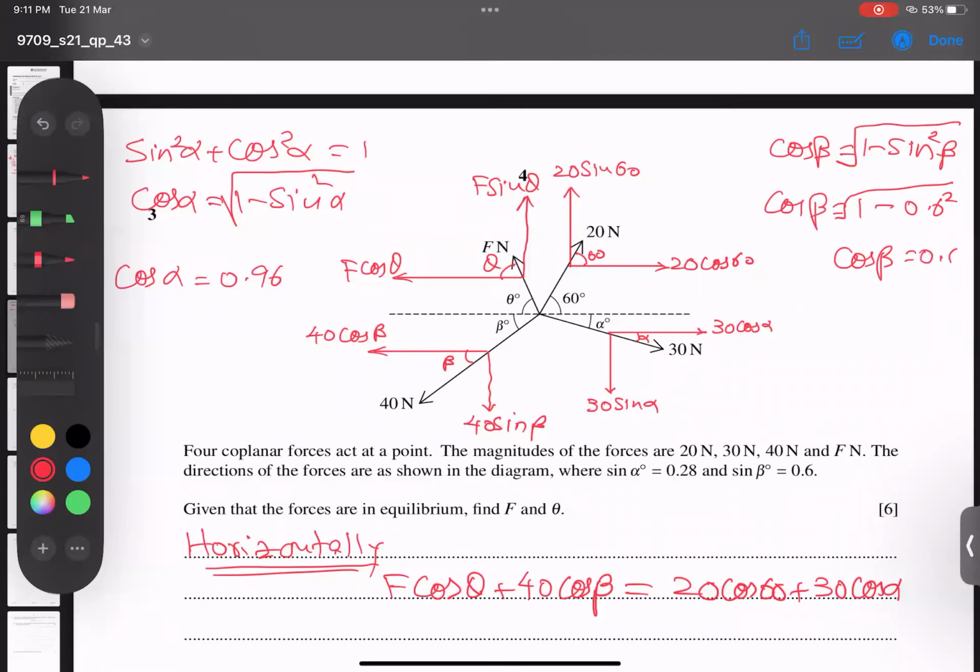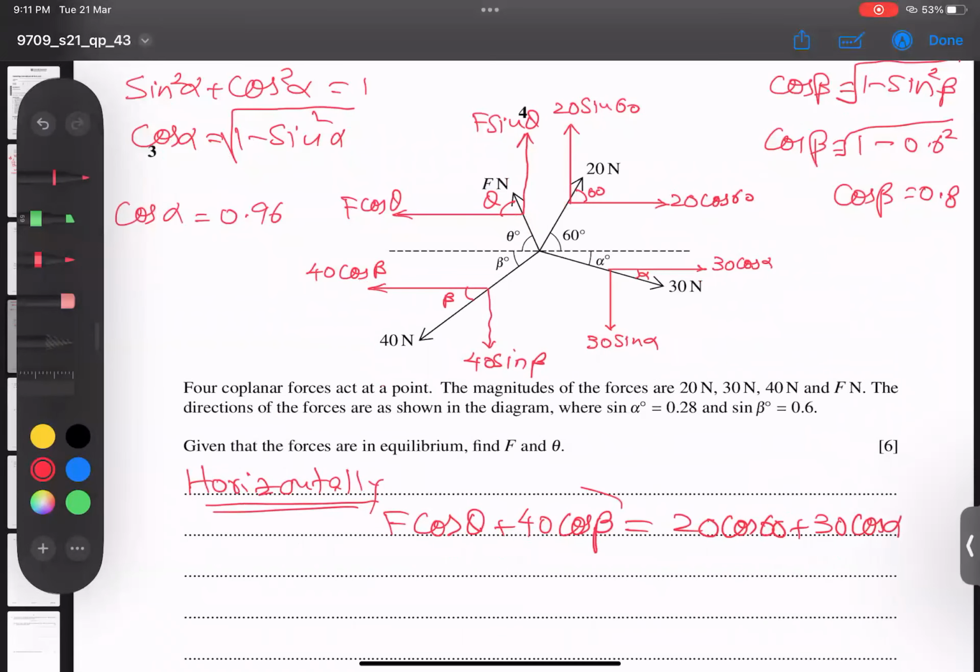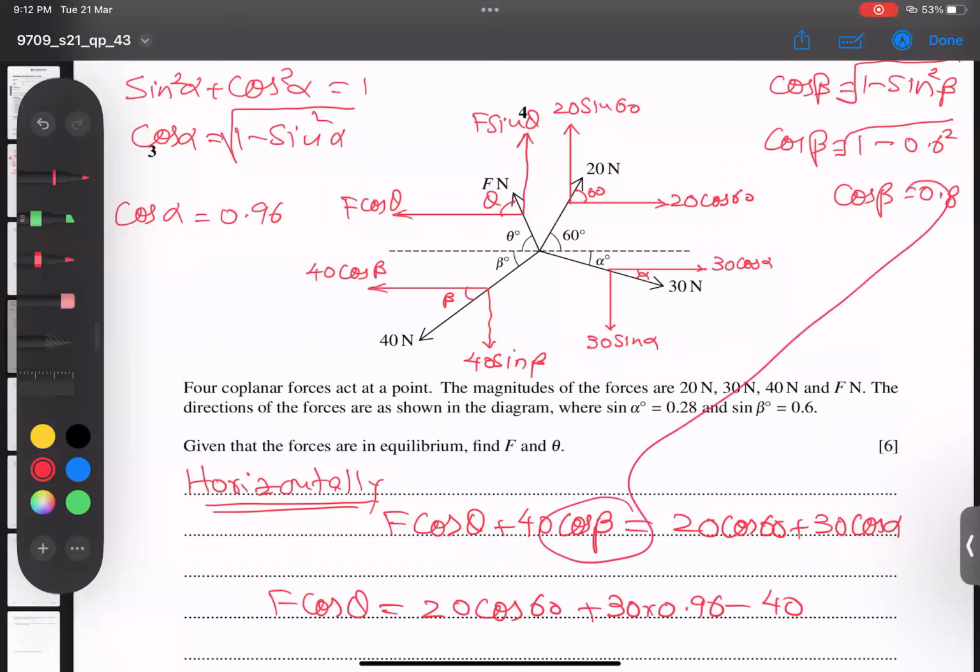So alhamdulillah rabbil alameen. Now I'm going to replace. All students get ready. First of all, this value I will bring to the right hand side. So I'm getting F cos theta equals 20 cos 60 plus 30 cos alpha. And the cos alpha value is what, my students? 0.96, so 30 times 0.96. And this goes to the right hand side, so it becomes negative 40 times cos beta, which is 0.8. I believe nothing is hard.